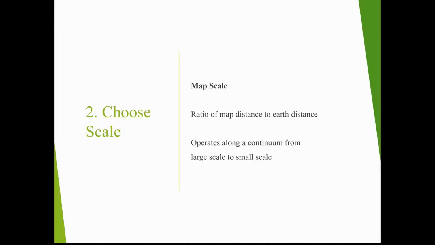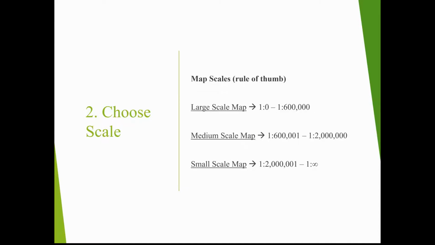The second step of the cartographic process is to choose the map scale. Defined, the map scale is the ratio of the map distance to the Earth distance. The map scale operates along a continuum from a large to a small scale. Broadly speaking, there are three typical scales. A large-scale map covers a small geographic area, and it runs from a map scale of 1 to 0, to 1 to 600,000.